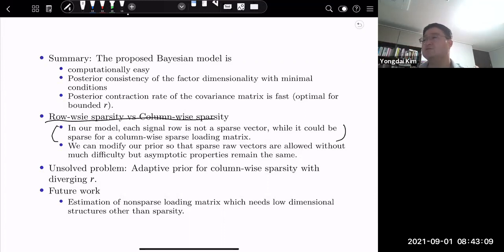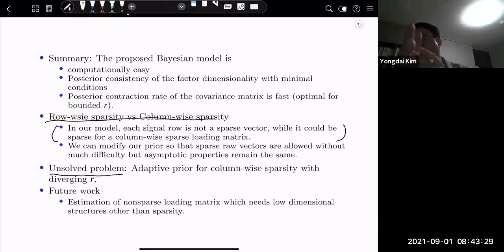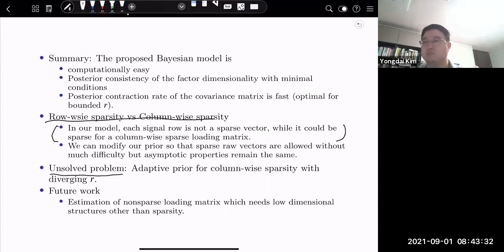And there are unsolved problems. One of them is adaptive priors for column-wise sparsity when our true factor dimensionality is diverging. Actually, we consider row-wise sparsity because we can derive some nice theoretical properties about the posterior distributions, but our techniques cannot be applied to column-wise sparsity directly. We tried, but we failed. So we leave this unsolved problem as future work.